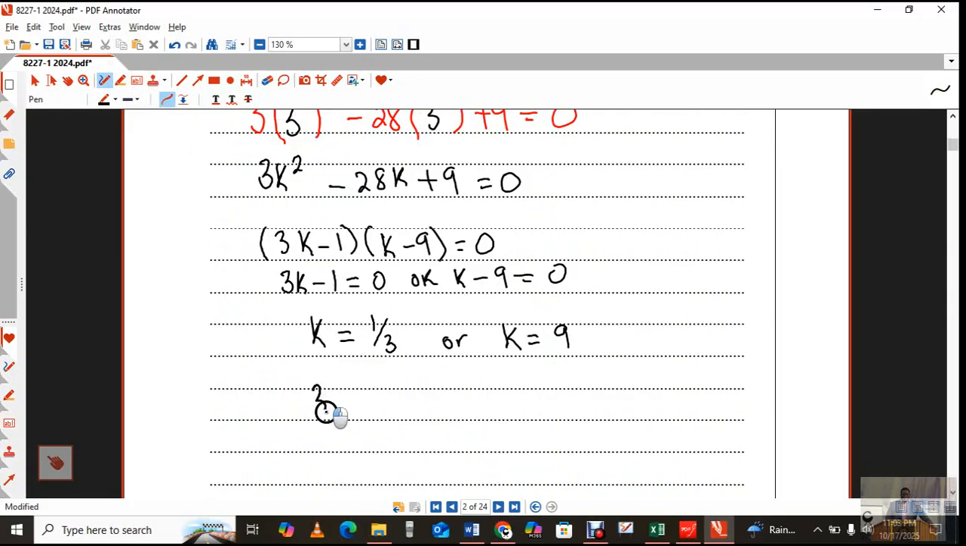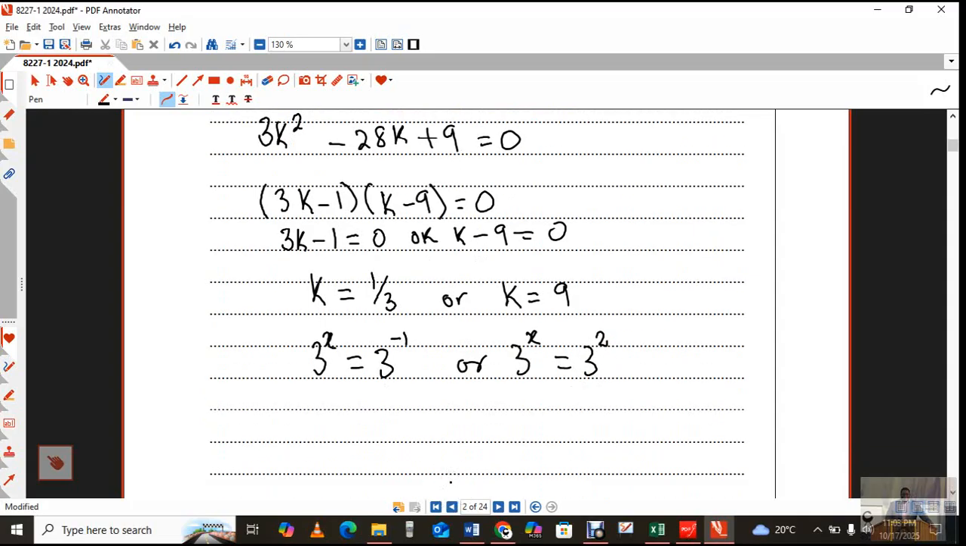So this then becomes 3 raised to the power of x equals 3 raised to the power of negative 1, or 3 raised to the power of x equals 3 squared, because 9 is 3 squared. If the bases are the same, then you can just equate the indices. So in this case, x is equal to negative 1, or x is equal to 2. And these are the solutions that you were expected to find.